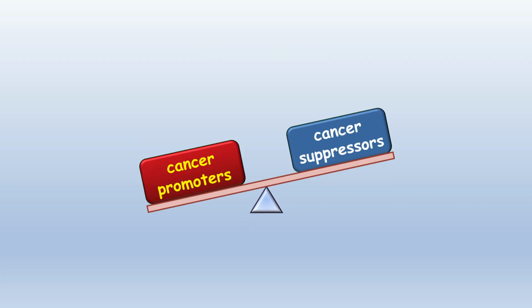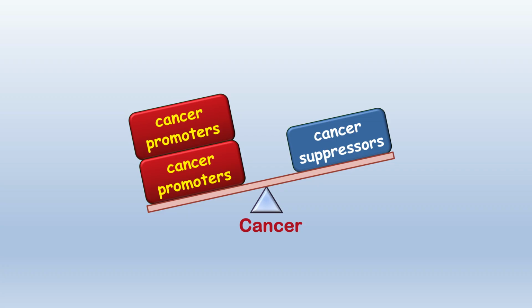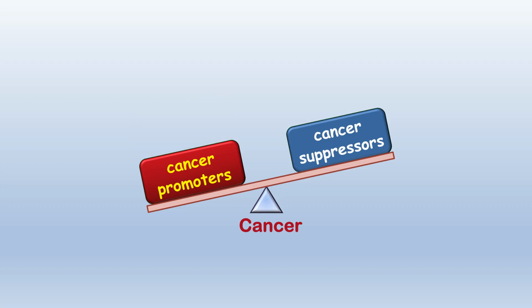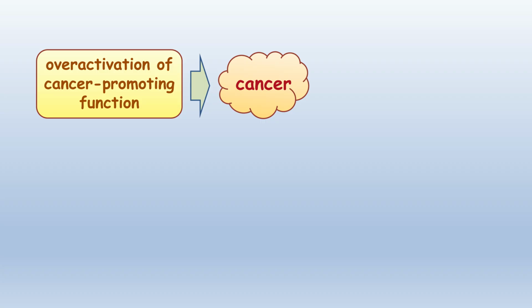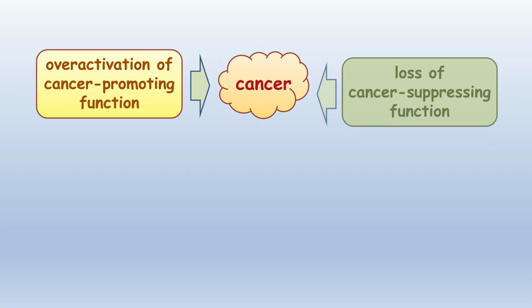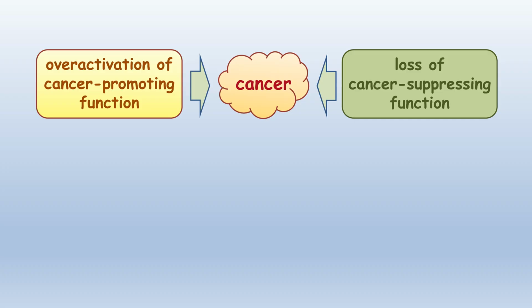But when this balance is disrupted and the cancer-promoting side becomes dominant, cancer can develop. There are two main ways this imbalance can occur. One is that the cancer-promoting functions become overactive, even though the suppressing side remains unchanged. The other is that while the promoting side stays the same, the cancer-suppressing functions are weakened or lost. In short, cancer can arise either from the overactivation of cancer-promoting functions or the loss of cancer-suppressing functions, both of which may result from mutations or dysregulation of cancer-regulating genes.